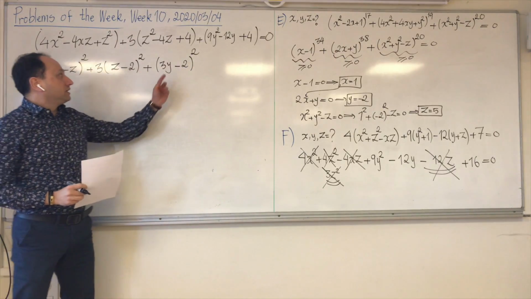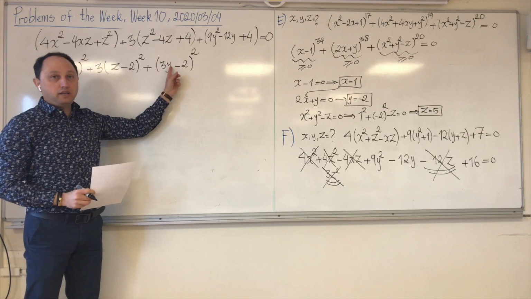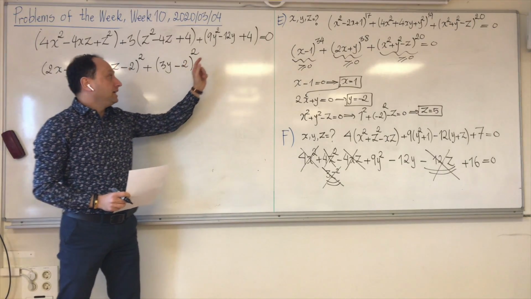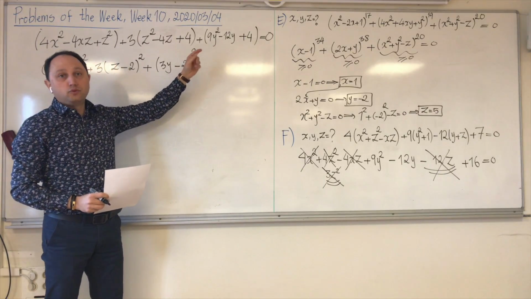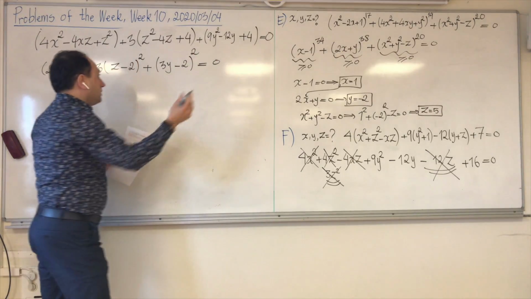So let us double check. The first one to the 2 is 9y squared. 2 times the first one is 6y, multiplied by the second one is negative 12y. And then the second one to the 2 is 4. So everything is in order, and everything becomes clear again.